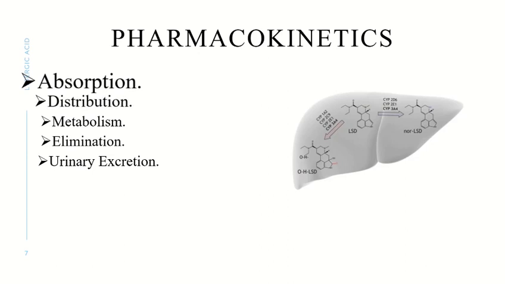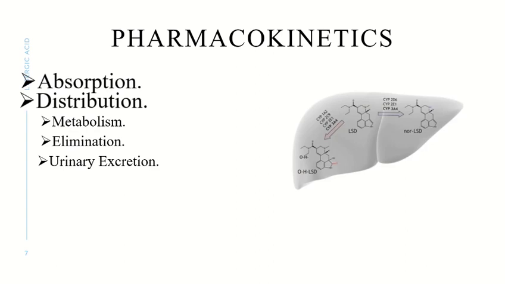Distribution. Once absorbed, LSD is distributed throughout the body, including the brain. It readily crosses the blood-brain barrier due to its lipophilic, fat-soluble nature. The exact distribution pattern and binding affinity of LSD to specific receptors in the brain contribute to its hallucinogenic effects. Metabolism.